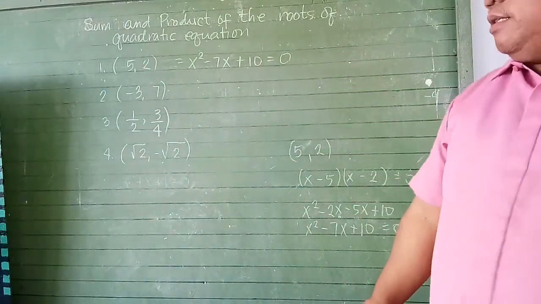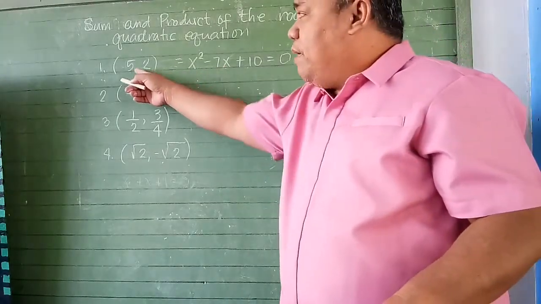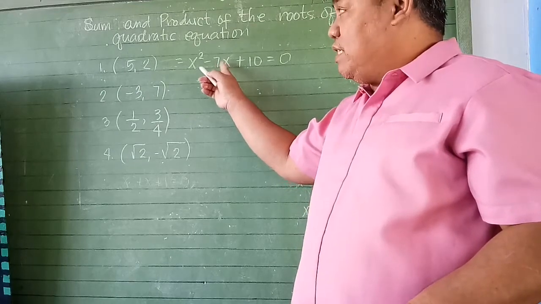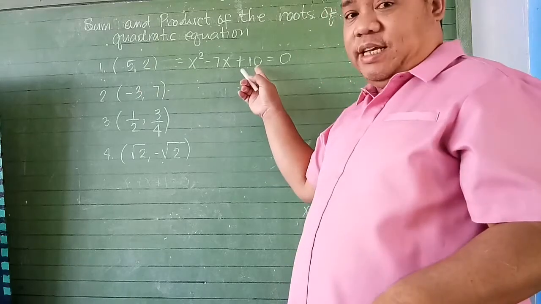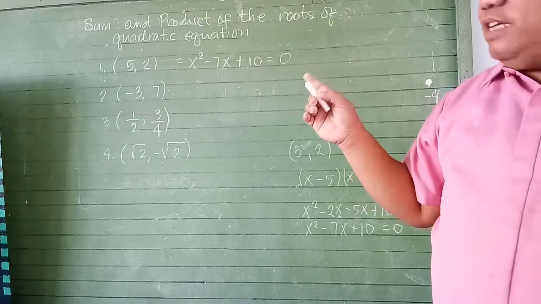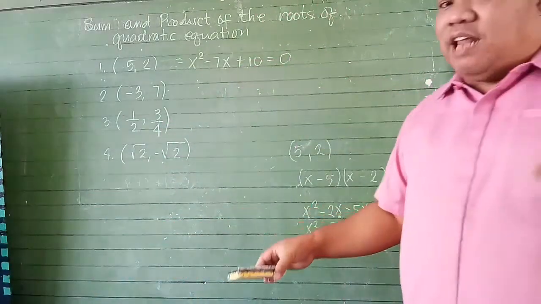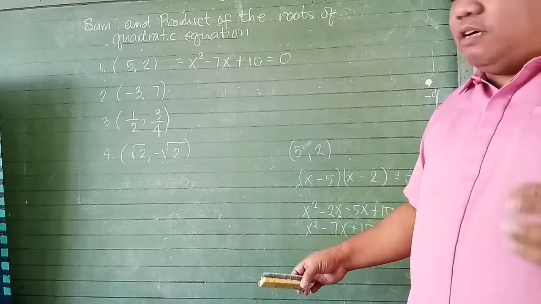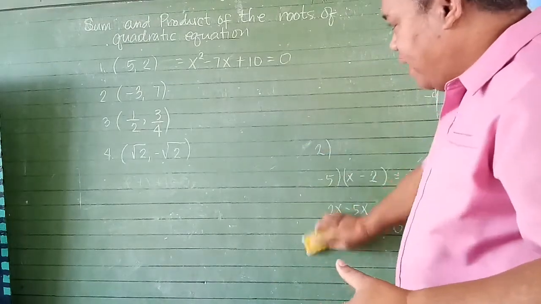So what did you notice? You notice that the middle term is 5 plus 2, which is 7, then find the additive inverse, which makes it negative. Then 5 times 2 is the last term. So that is what I was telling you about earlier. The middle term is the additive inverse of the sum of the 2 roots, and the last term should be the product of the 2 roots.